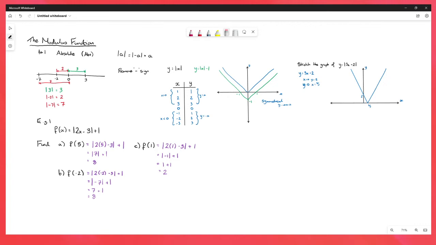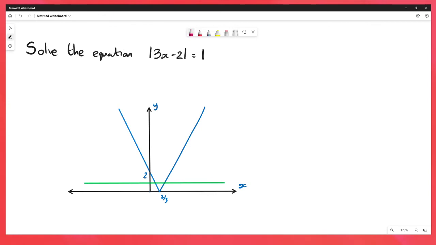What we're going to be looking at today is solving equations. So to start off, we're going to look at this basic example here. This is the graph that we drew at the end of the last video, the graph of y equals modulus of 3x minus 2. Solving an equation is the same as finding the point of intersection of two graphs. So this is the graph of y equals the modulus of 3x minus 2 and the graph of y equals 1. We can see here that we have 2 points of intersection between these two graphs.